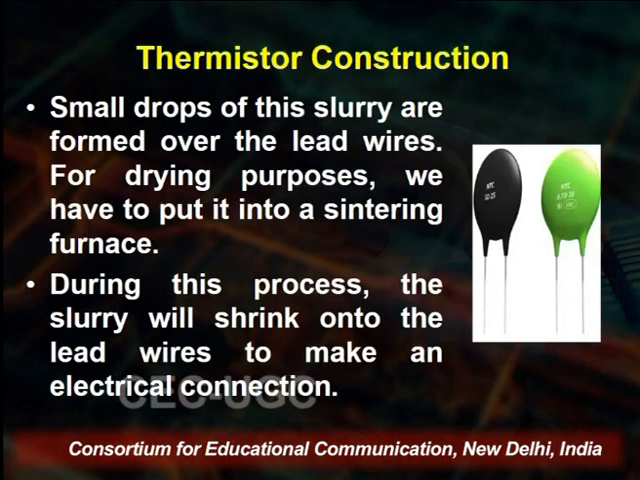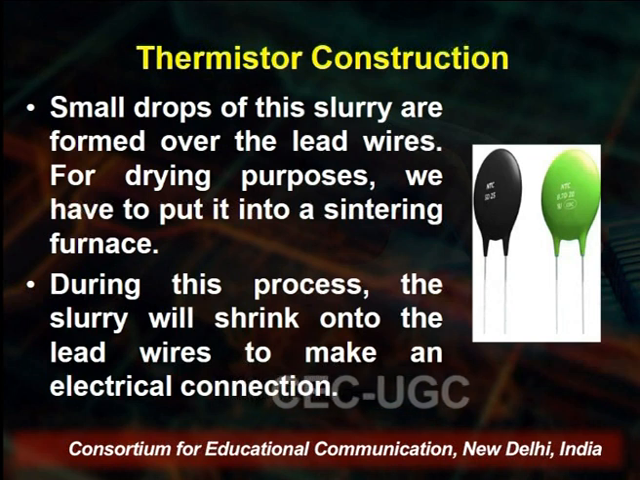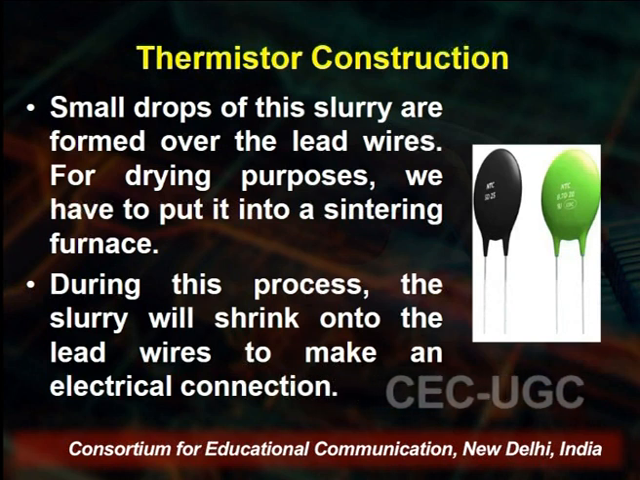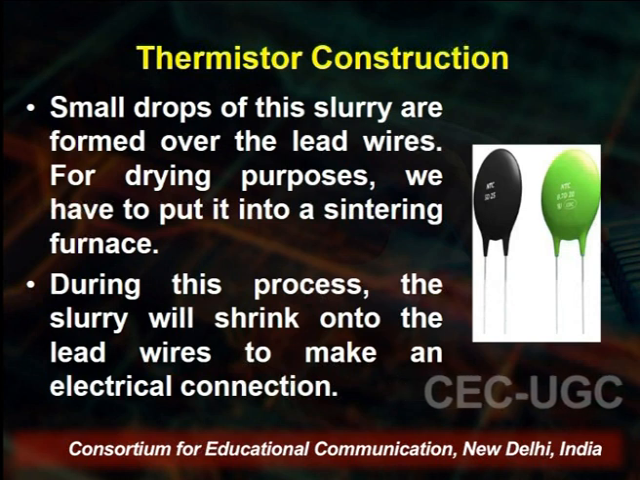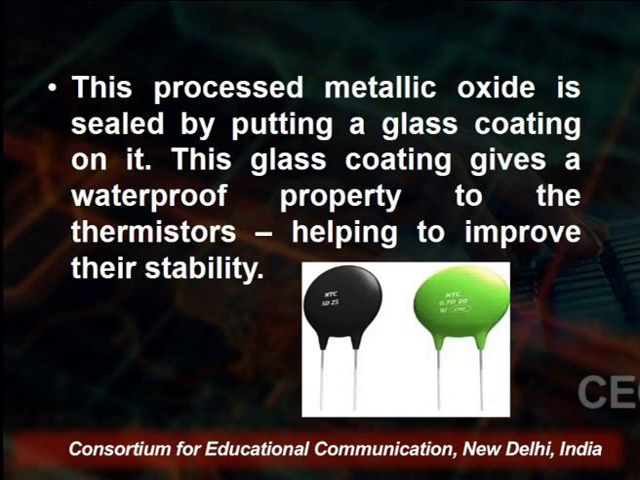You see here, this is the lead wire, with the two points connected to the lead wire. For drying purposes, we put it into the sintering furnace so that the slurry drop will dry, and in this manner we get the thermistor. During this process, the slurry will shrink onto the lead wire to make an electrical connection. That connection may then be used to connect it in the circuit or the electronic gadget.